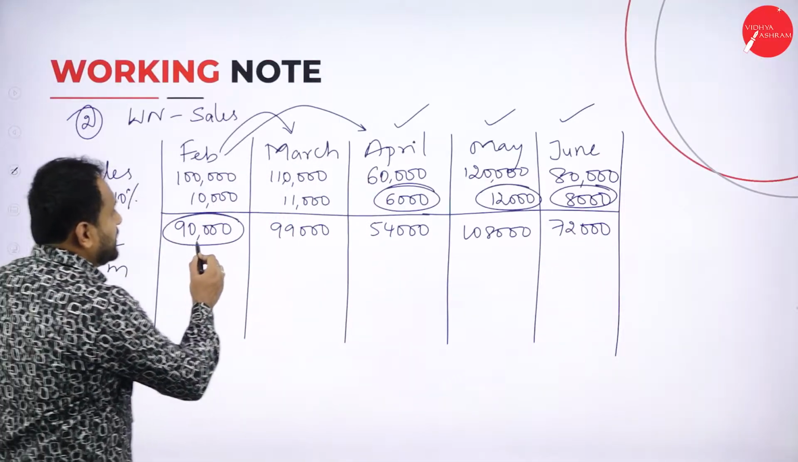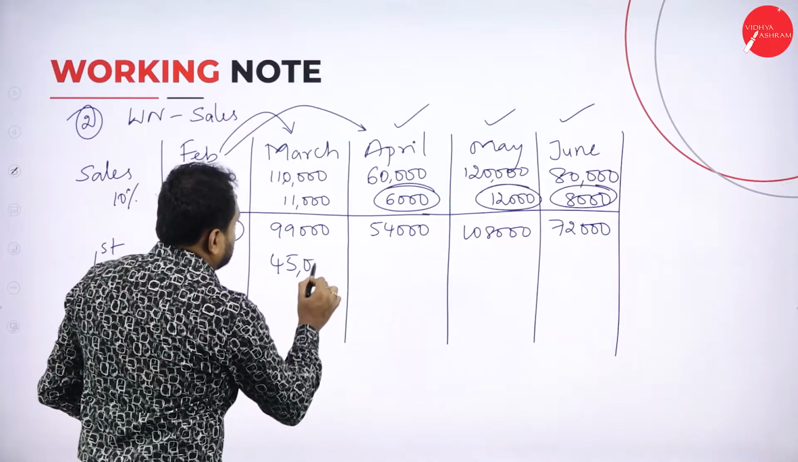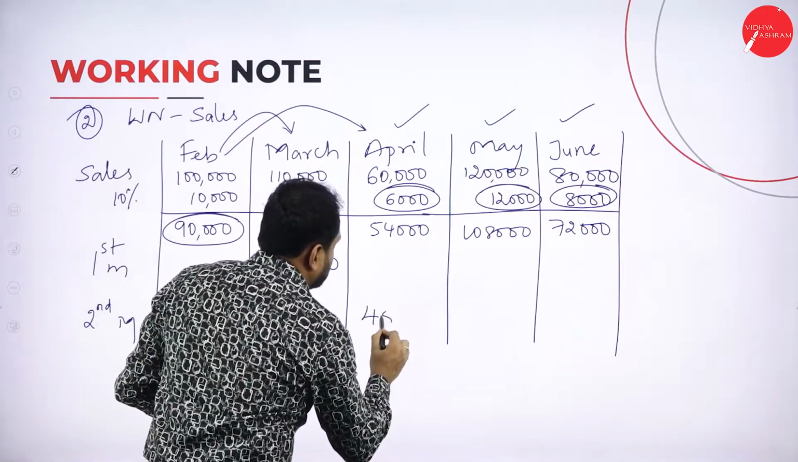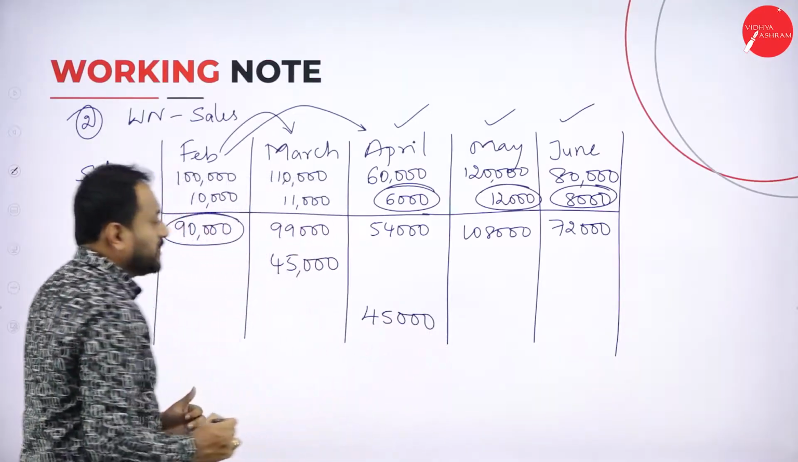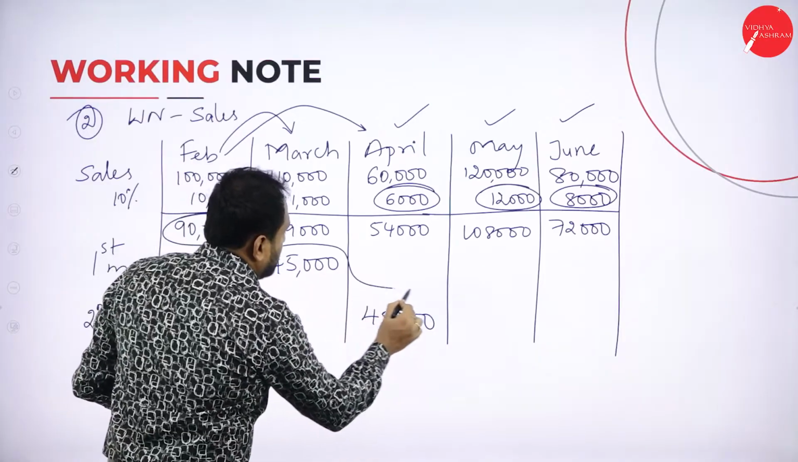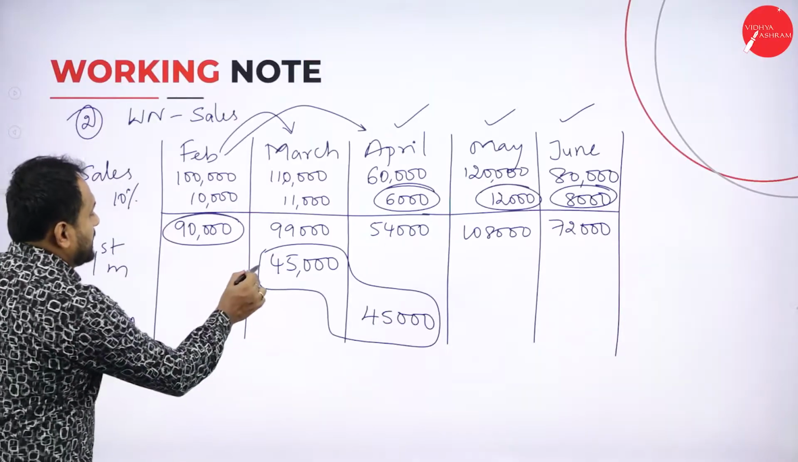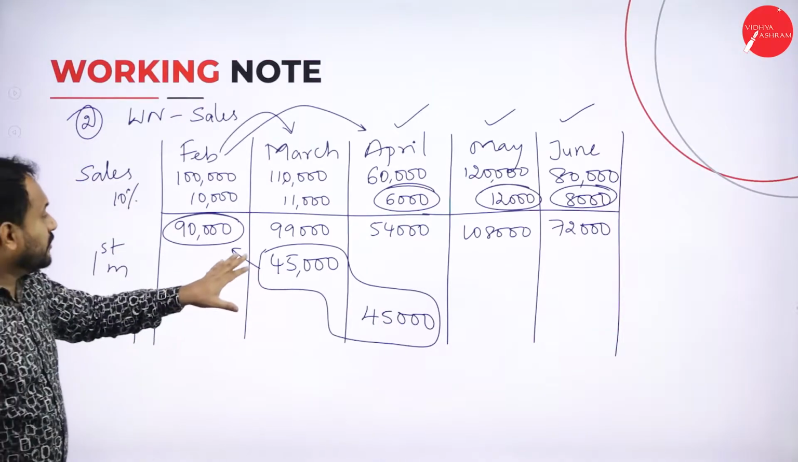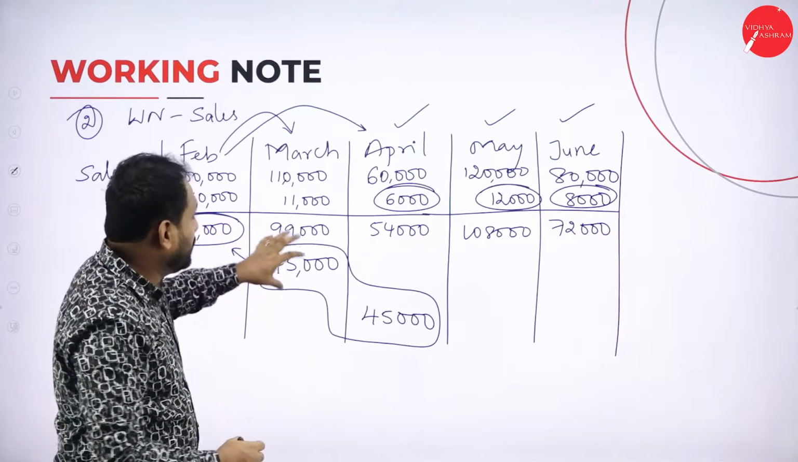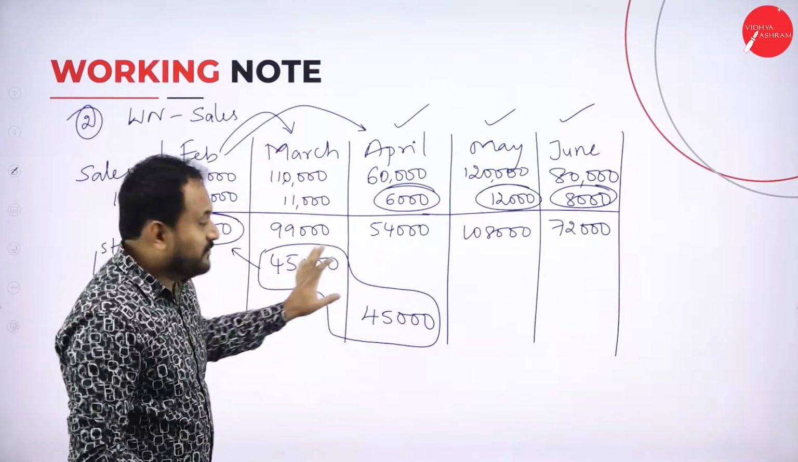So this 90,000 I'll receive in the first month of March, that is 45,000. And the second month I'll receive what? Here 45,000. So this is the working note which you are supposed to do. See here, understand. This is what has happened, 90,000. Complete, done. So I have received the 90,000 which was balanced in 2 subsequent equal months. So that is March and April, 45, 45.